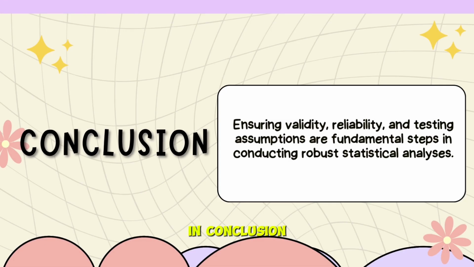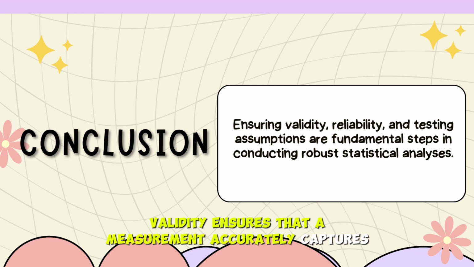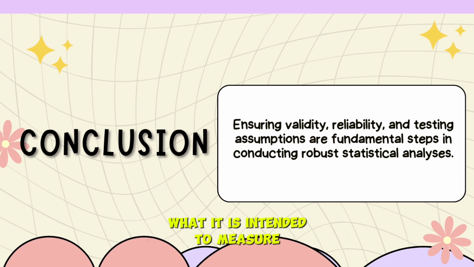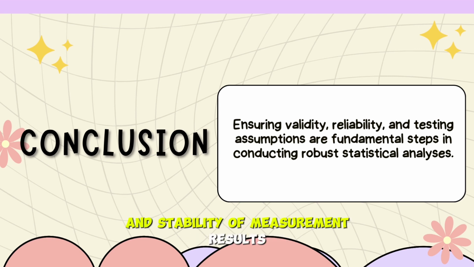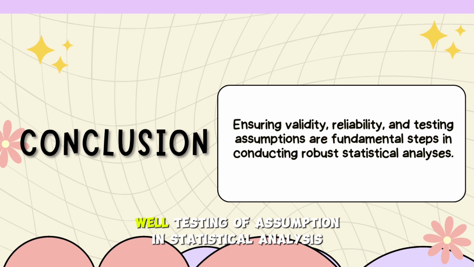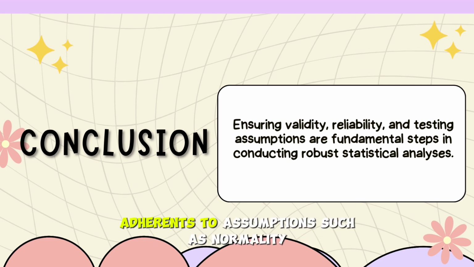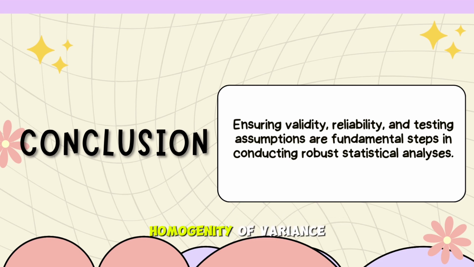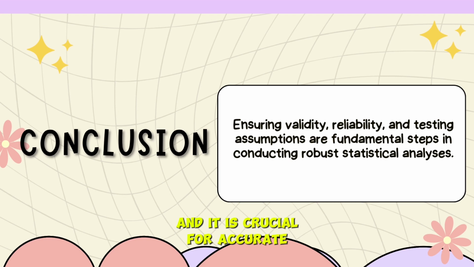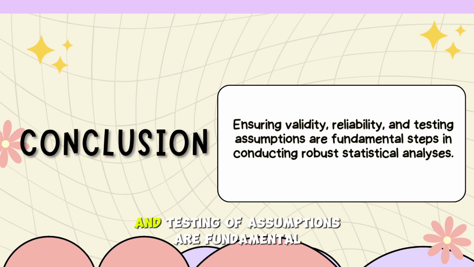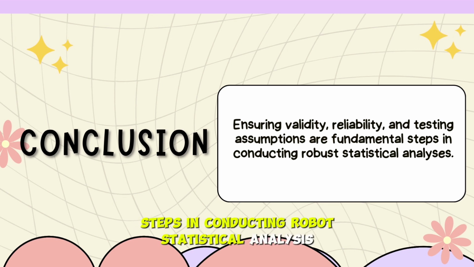In conclusion, validity ensures that a measurement accurately captures what it is intended to measure, while reliability refers to the consistency and stability of measurement results. While testing assumptions in statistical analysis, adherence to assumptions such as normality, homogeneity, covariance, and linearity is crucial for accurate interpretation of results. Ensuring validity, reliability, and testing of assumptions are fundamental steps in conducting robust statistical analysis.